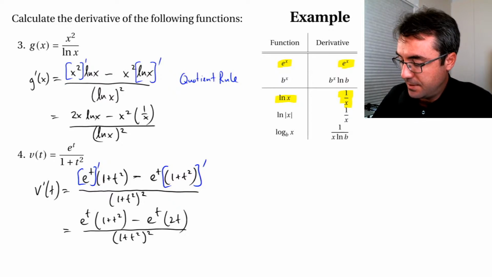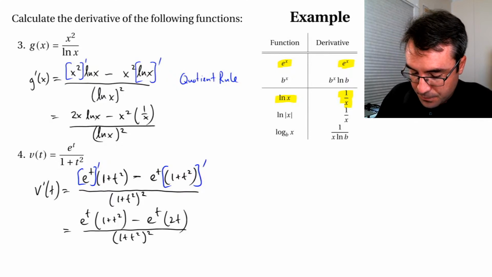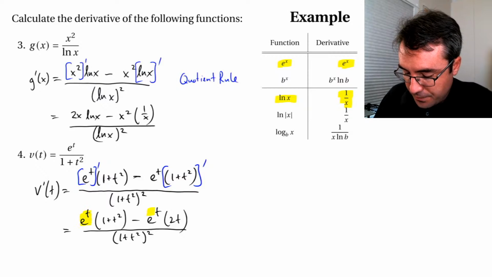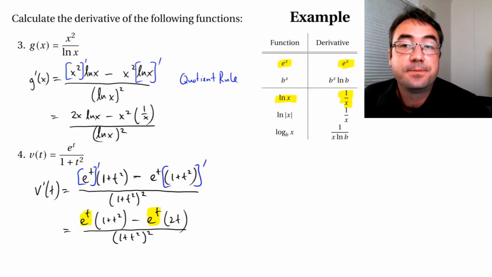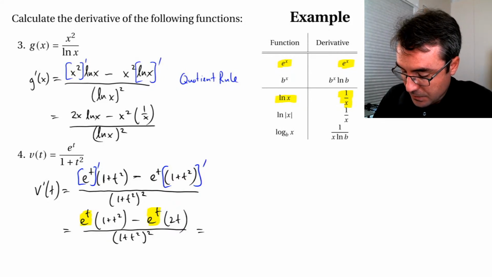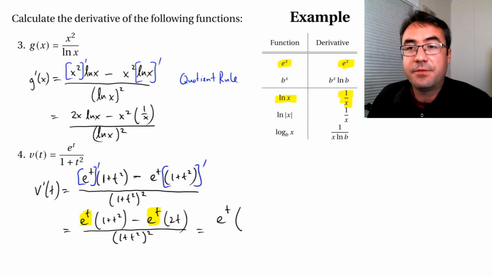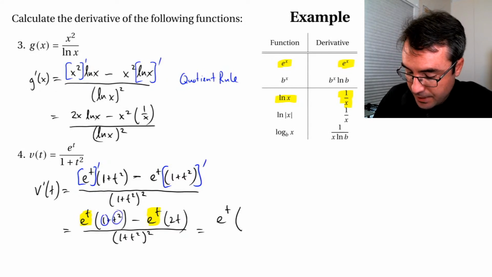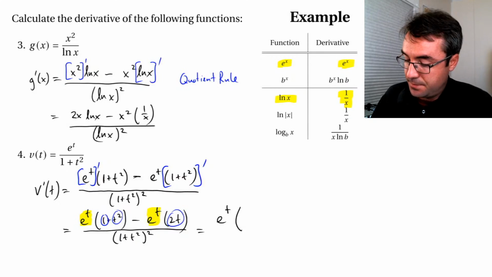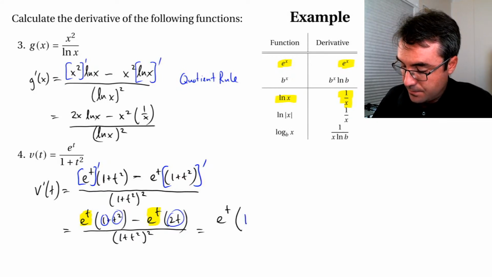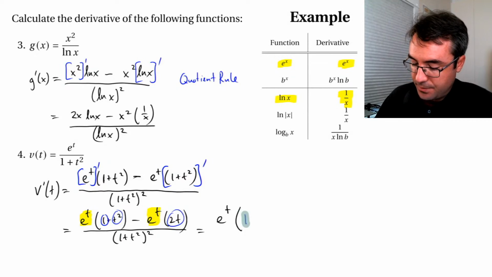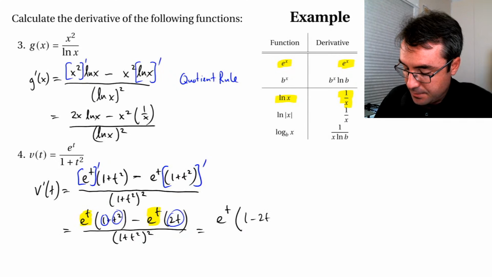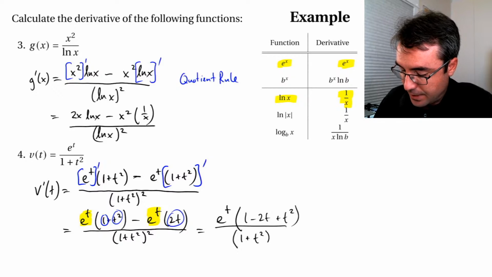And for practice, let's simplify this one. So if we look, both of the terms in our numerator have an exponential. So we can actually factor out that exponential. So we'll put that in front. And then what are we left over with? Well, we're left over with a 1, a t squared, and a negative 2t. So all told, we're left with 1 minus 2t plus t squared all over our original denominator squared.